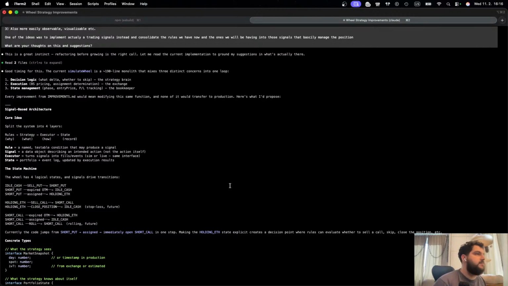Okay. The state machine. The wheel has 4 logical states and signals drive transitions. Idle cash, sell put, short put. I don't understand its writings here. Okay, so if you're in idle cash, then you can get a signal sell put and get to the short put state, I think. If you're in the short put state, there are 2 signals. Expired out of the money, then idle cash.